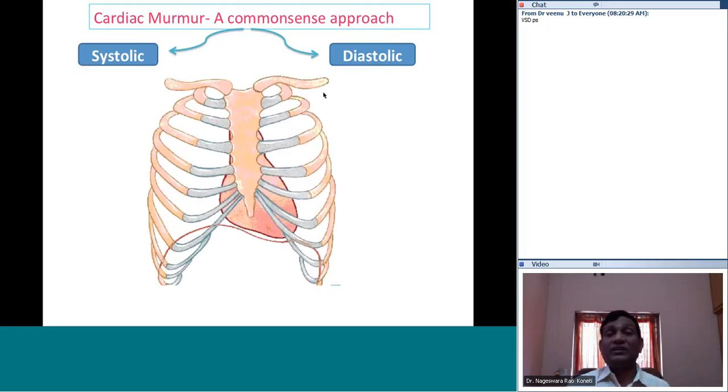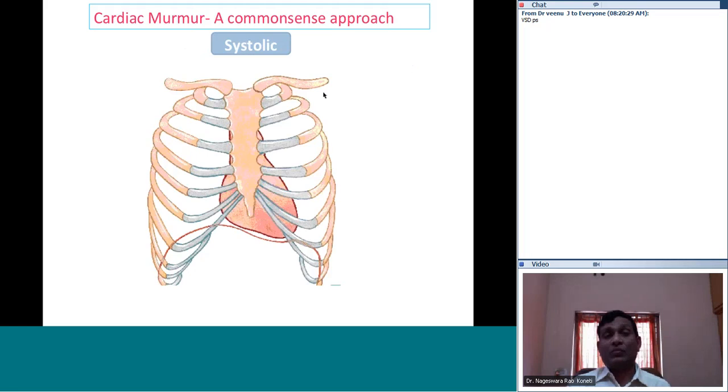So I will just skip this slide, I put it here for MBBS level. I don't think we should be discussing the common sense approach here. I am sure that you are all aware of the various murmurs and all.